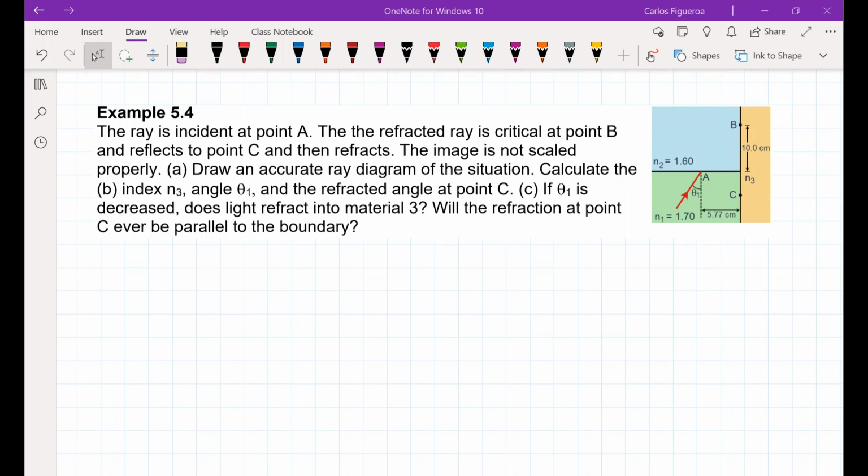Calculate the index N3, the angle θ1, and the refracted angle at point C. If θ1 is decreased, does light refract into medium 3? Will the refraction at point C ever be parallel to the boundary?